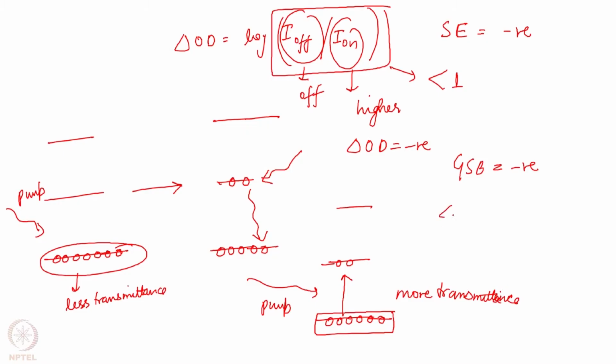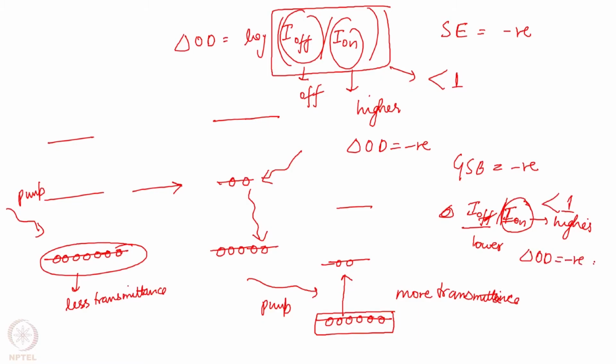So in this case also we can see that I1 is the intensity of the probe when the pump is on, and we can see that the probe will be transmitted more when the pump is on because it is absorbed less. So this is higher and this is lower. So this value is again less than 1. So delta OD here will again be negative.